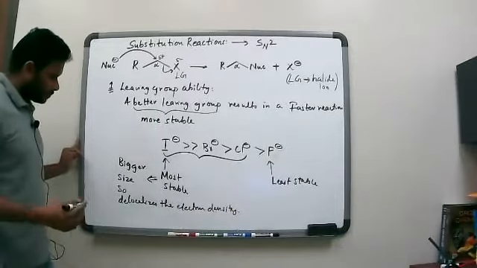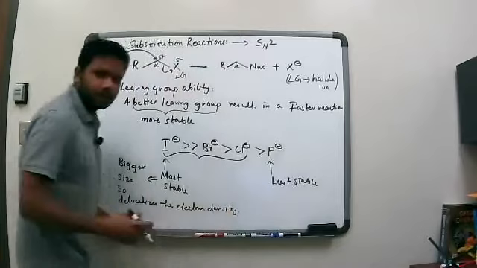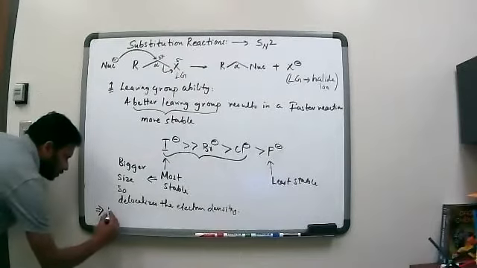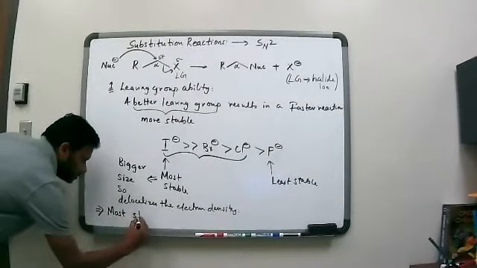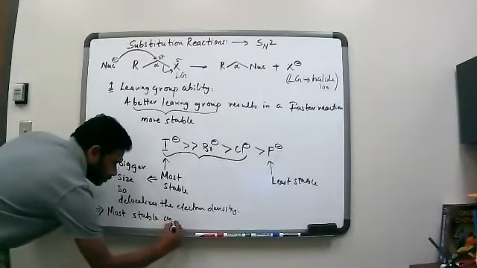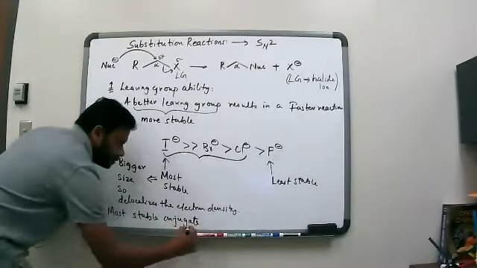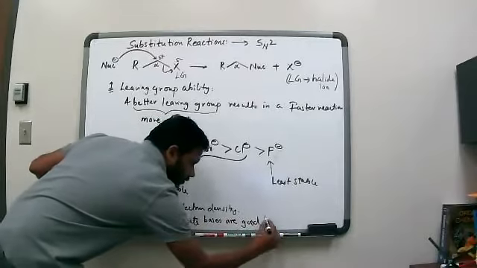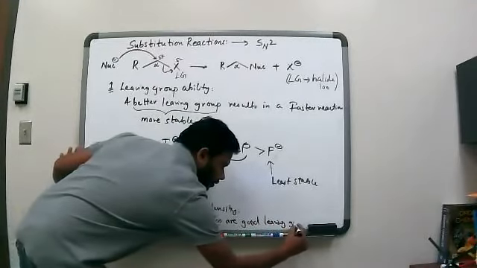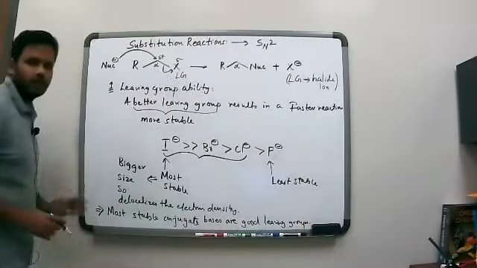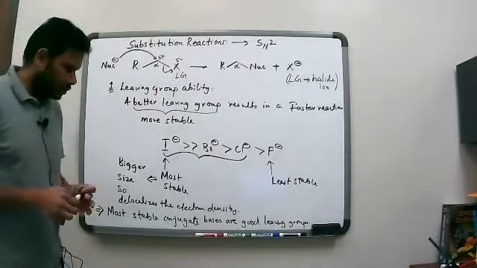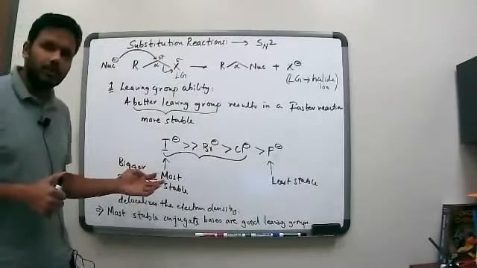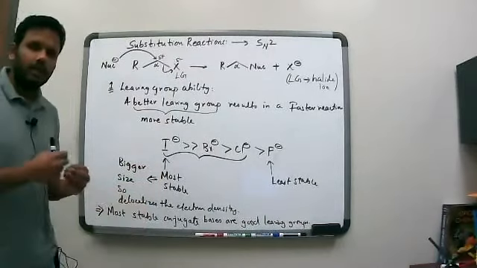In fact, to relate this to chapter 3, it turns out most stable conjugate bases are good leaving groups. So we can use the same parameters that we used to evaluate the stability of conjugate bases to evaluate the leaving group ability.